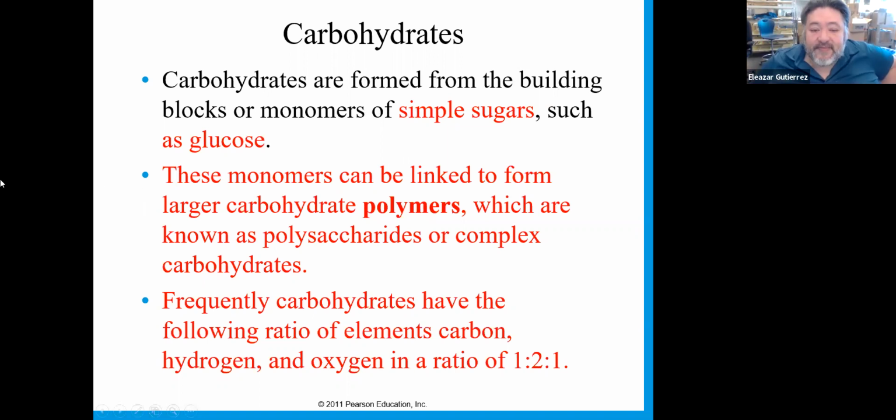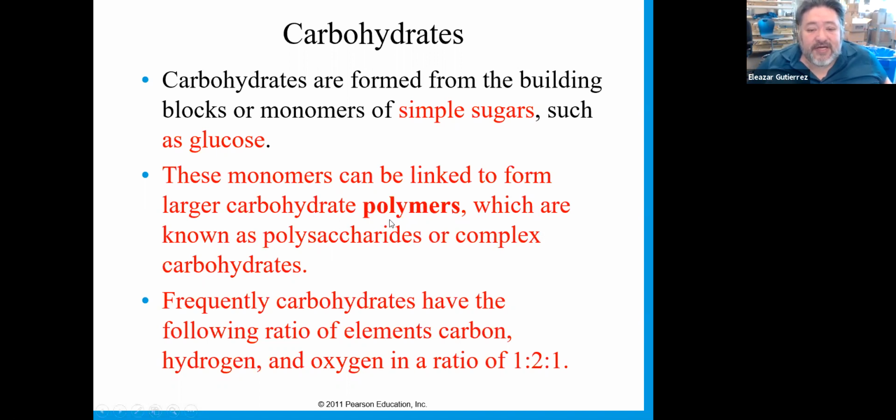Simple means that it's a monomer or at its most complex, a dimer, two sugars. Those are simple sugars. These monomers can be linked to form larger carbohydrates or polymers, which are known as polysaccharides. Poly means many, saccharide means sugars. So a polysaccharide is a linkage of many sugars. These polysaccharides are also known as complex carbohydrates. So again, when you have a single sugar or just a couple sugars, those are simple sugars. If you tether them all together into a long chain, we call those complex carbohydrates.